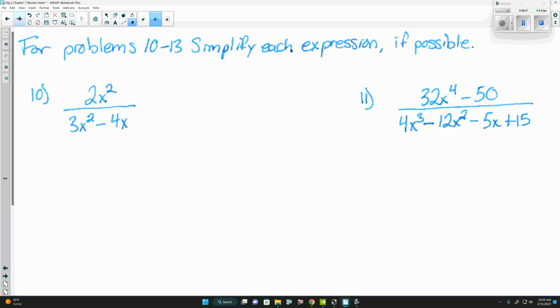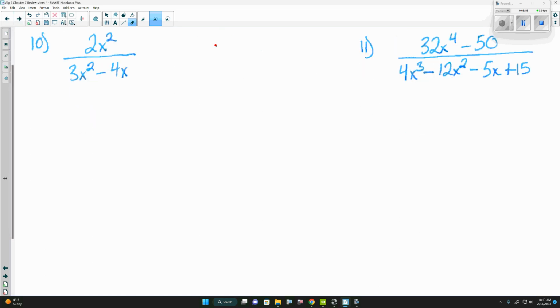Let's look at 10 and 11. With both of these here, we're wanting to simplify as far as possible. And when we simplify, we factor the numerator and denominator. And the first thing we always look for in factoring the numerator and denominator is greatest common factor. So, when we look at this here, 2x squared, guys, is as simplified as it gets. We can't reduce it any further because it's a single term.